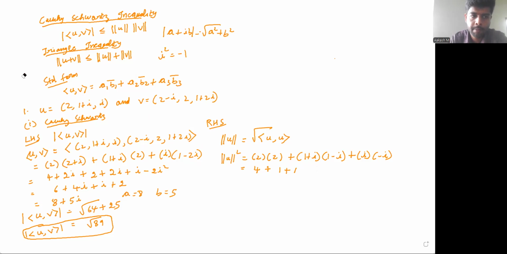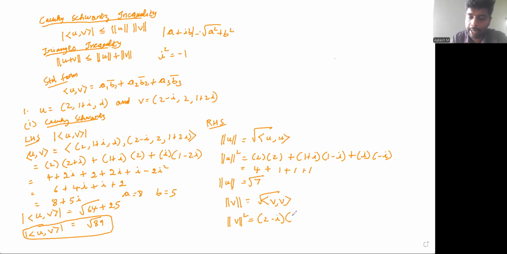And I into minus I gives minus I square. You substitute I square is equal to minus 1, so you will get 1. So your overall answer is 4 plus 1 plus 1, that is 6. Root 6 is the norm of u. Similarly, find the norm of v. Norm of v is equal to the root of inner product of v comma v. So norm of v square is equal to 2 minus I.